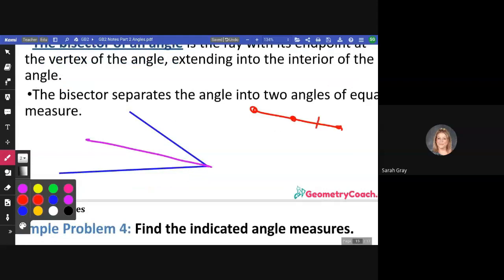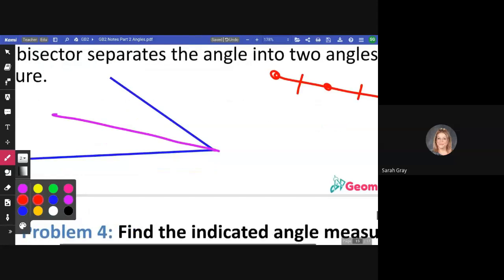with a special mark. We learned about tick marks for segments if they had the same length, while angles have the same kind of thing, but they're little arcs. So if the arcs are the same, then the angles are the same.